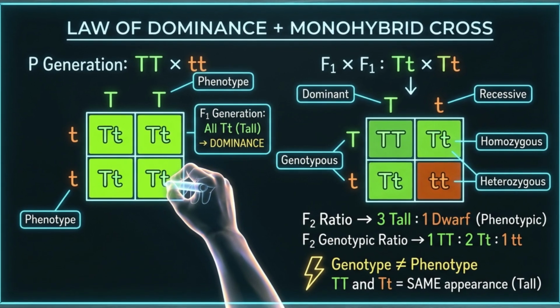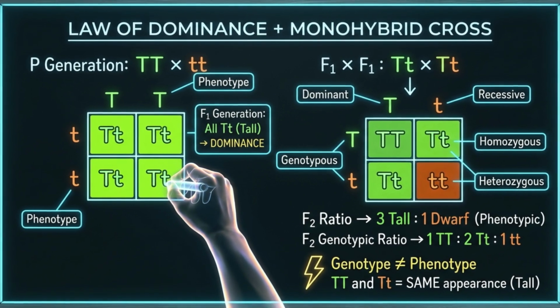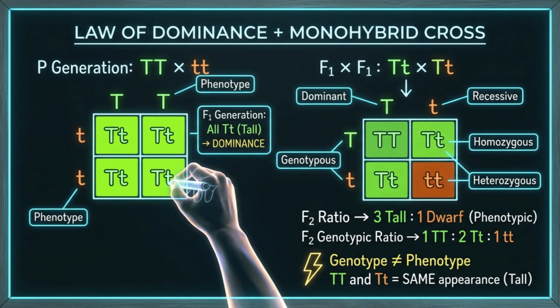Let's do the monohybrid cross, the foundation of Mendelian genetics. Mendel crossed a pure tall plant, TT, with a pure dwarf plant, small tt. The F1 generation? All plants were tall. The dwarf trait disappeared. Mendel called the expressed trait dominant, here tallness. The hidden trait? Recessive, dwarfness.